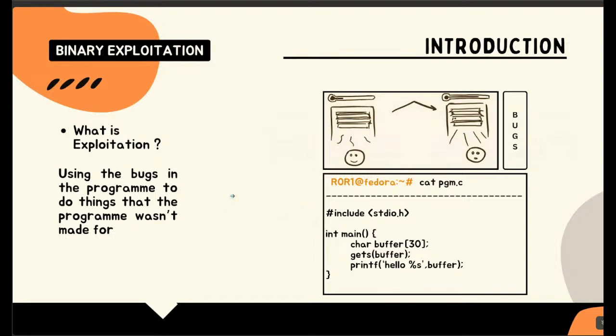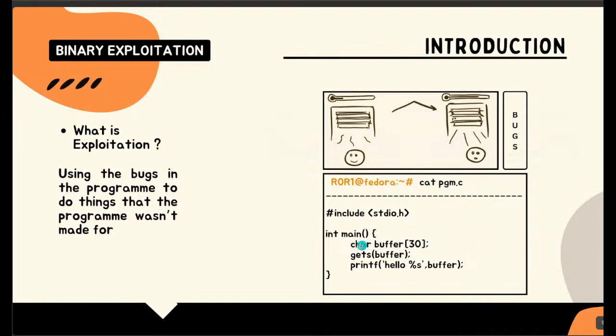I alias the word exploitation with hacking, but in simple terms, exploitation is just using the bugs in a program to do things that the program wasn't made for. A very simple example: you have a cooler in your house, and suddenly your cooler turns into a heater. That would be an issue, right? This is a very simple hardware example, but in software, the things that you can do are extremely creative.